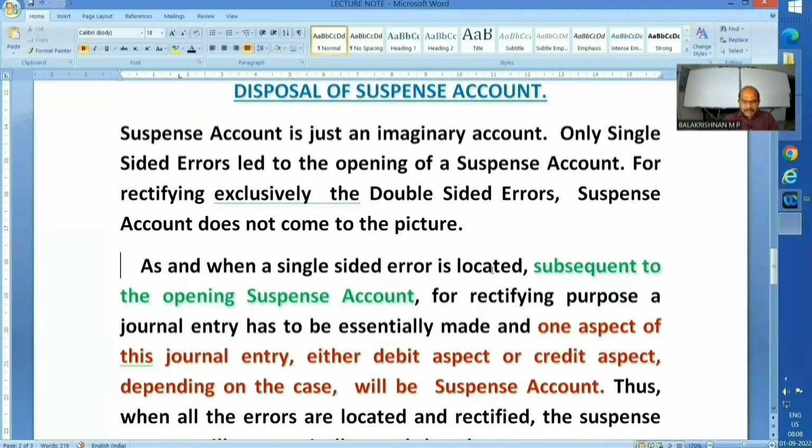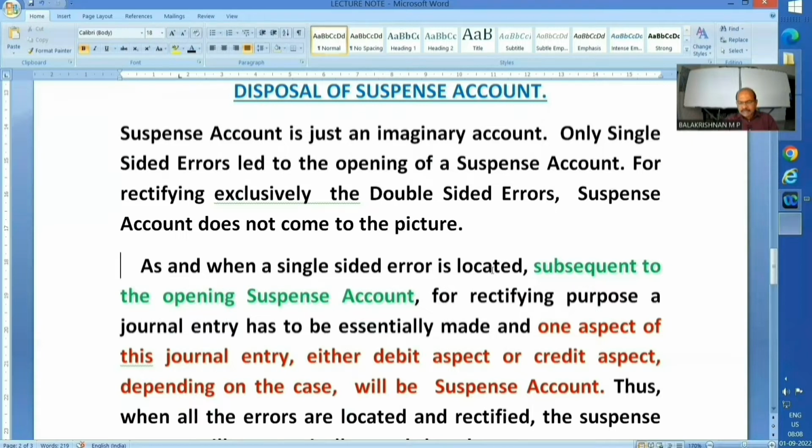Now let us take up disposal of suspense account. What do you mean by disposal of suspense account? It is nothing but making the balance in the suspense account zero, or in other words, eliminating the suspense account from the books of account itself. Well, suspense account is just an imaginary account. Only single-sided errors led to the opening of a suspense account. For rectifying exclusively the double-sided errors, suspense account does not come into the picture at all. I have sufficiently explained the factor in my previous episodes.